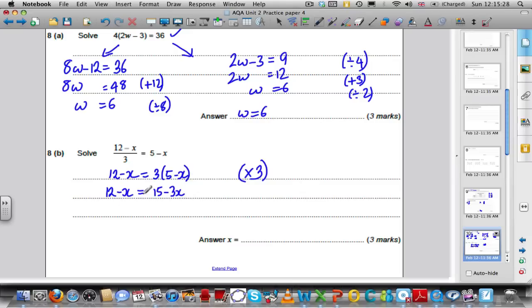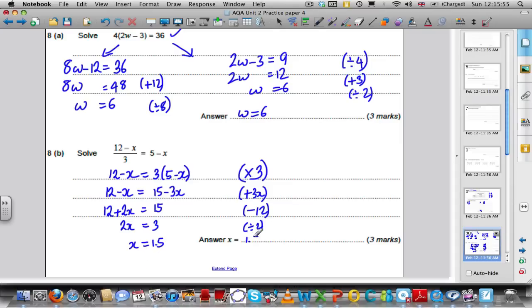Okay, we want all the x's together, so I'm just going to, at this point, add 3x to both sides. So 12 minus x plus 3x would give me 12 plus 2x is equal to 15. Then I'm going to subtract 12 off both sides, so 2x is equal to 3. Then I'm going to divide both sides by 2. I'm going to get x is equal to 1.5.